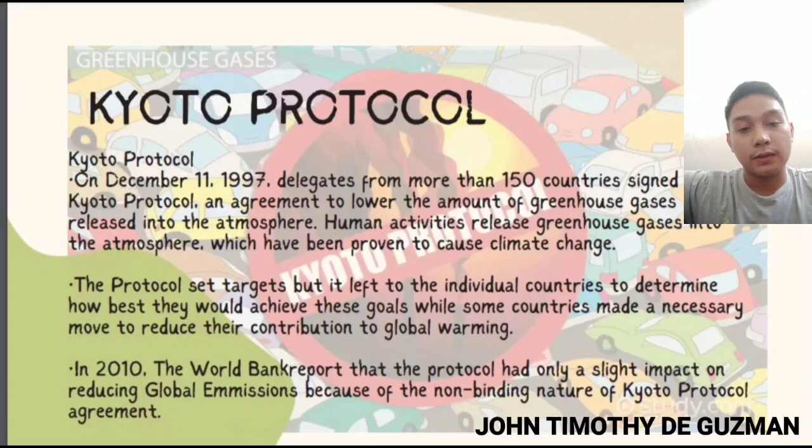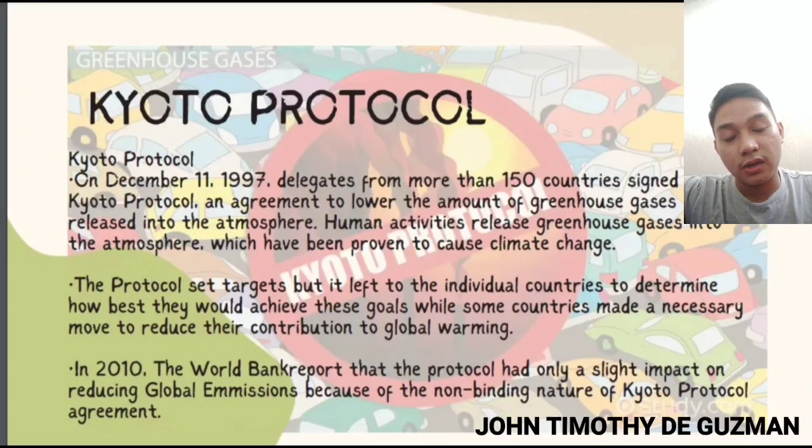The Kyoto Protocol operationalizes the United Nations Framework Convention on Climate Change by committing industrialized countries and economies in transition to limit and reduce greenhouse gas emissions in accordance with agreed individual targets. The protocol sets targets, but it is left to the individual countries to determine how best they would achieve these goals. While some countries made a necessary move to reduce their contribution to global warming, the US, which is the biggest polluter in the world, is not joining the effort. Other developing countries lack the funds to implement the protocol, as many of them need international aid to keep things moving.